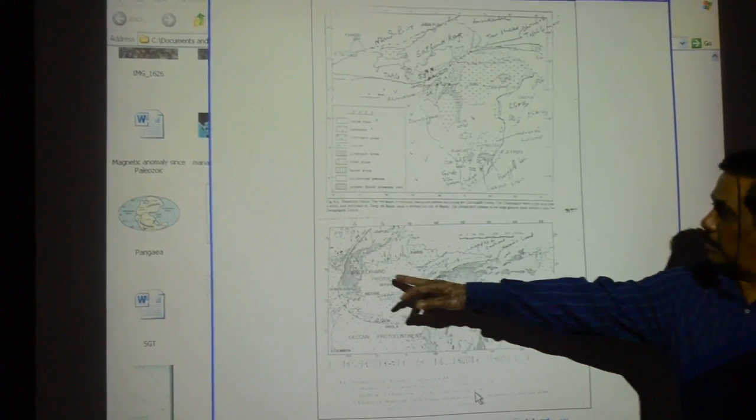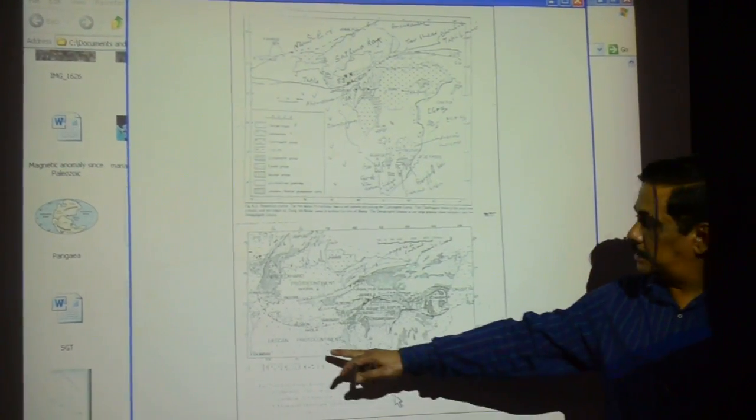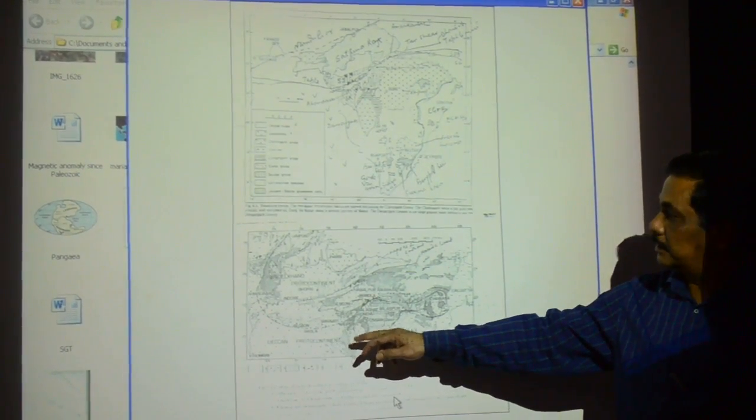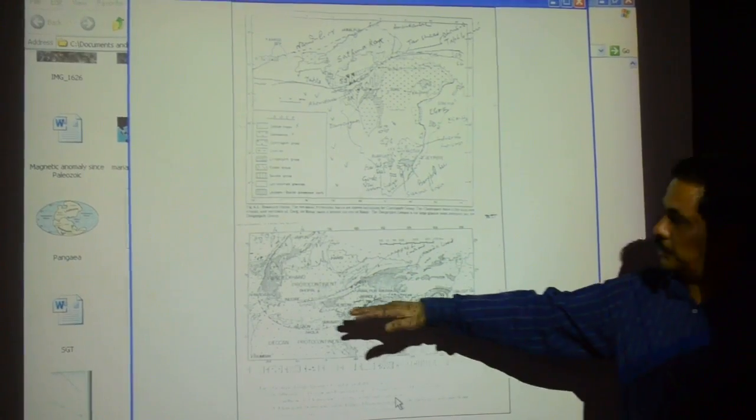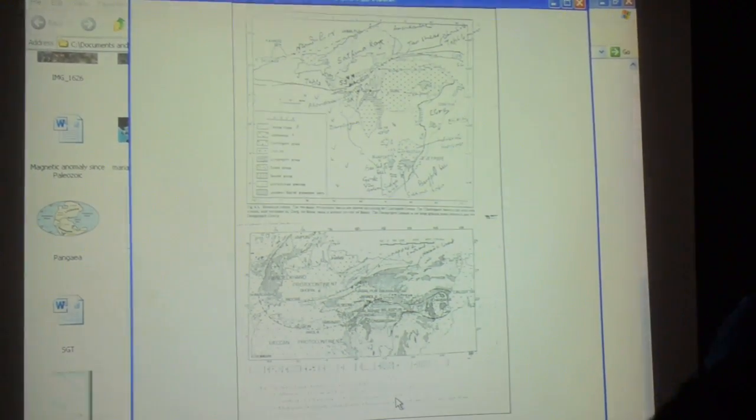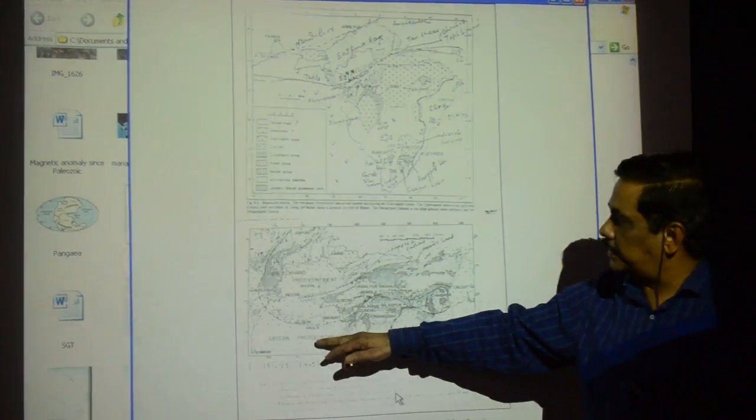So this is the Bundelkhand protocontinent. This side is the Deccan protocontinent. So this is your CITZ. So this is the zone of collision, the collision zone between the two protocontinents.